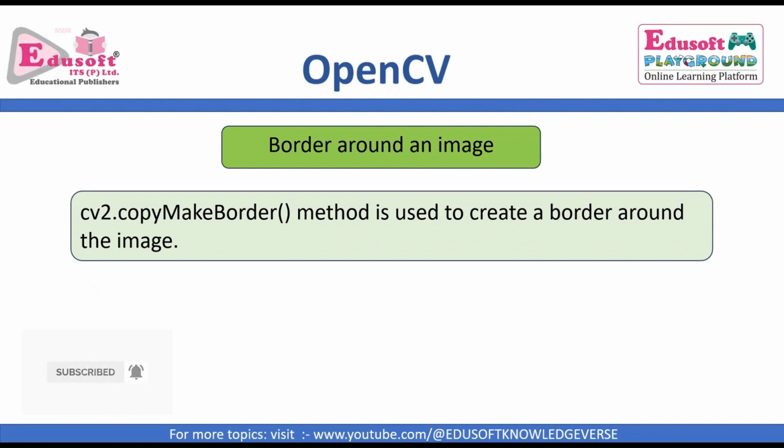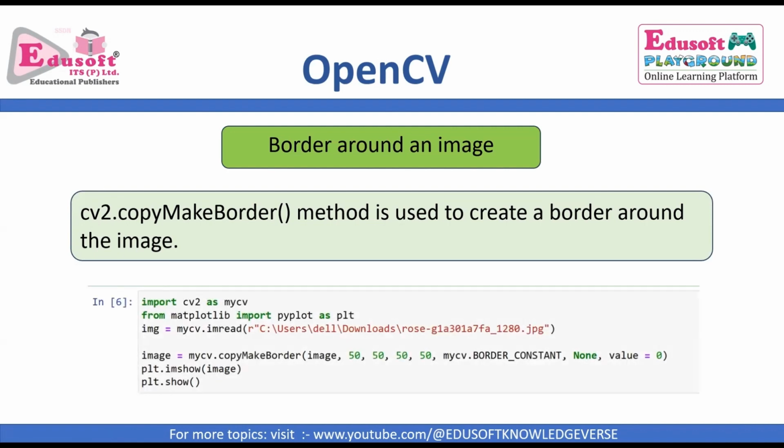The cv2.copyMakeBorder method is used to create a border around the image. So if I want to create a border around an image, what method of OpenCV are we going to use? We have to use the copyMakeBorder method of OpenCV. You can see the syntax over here.